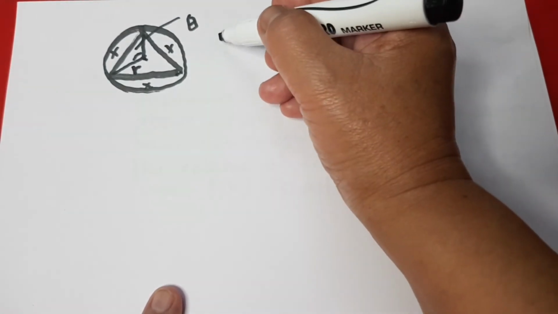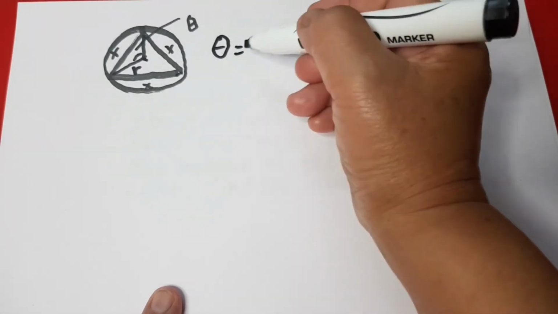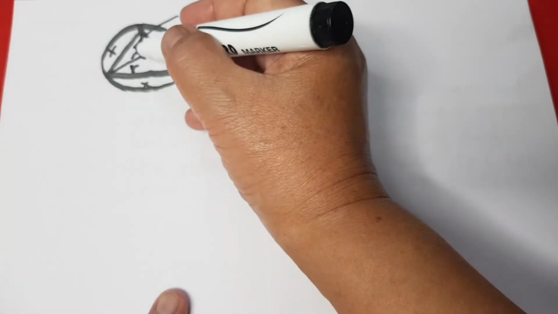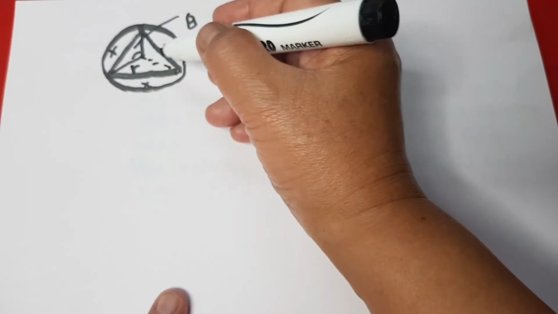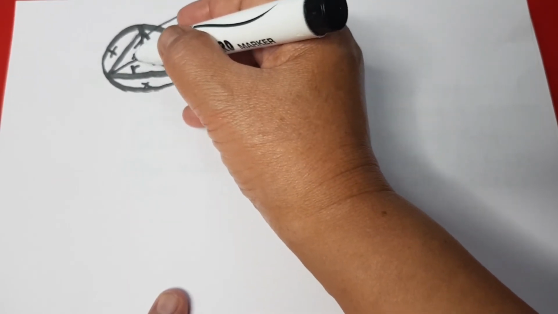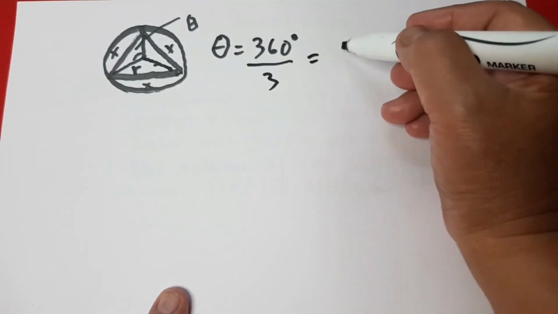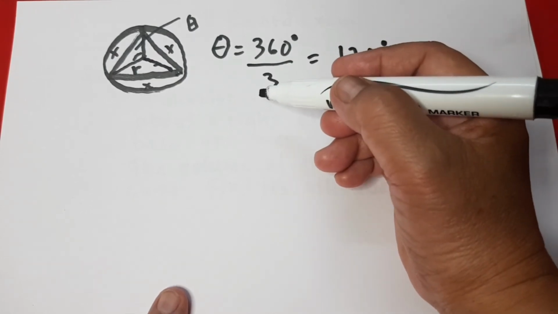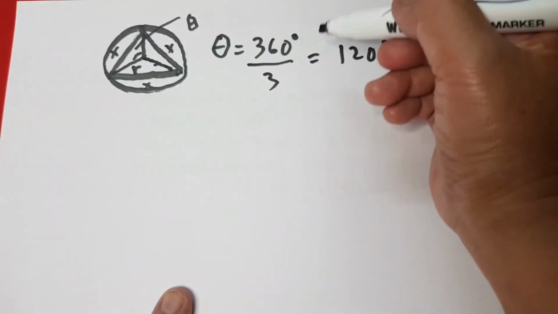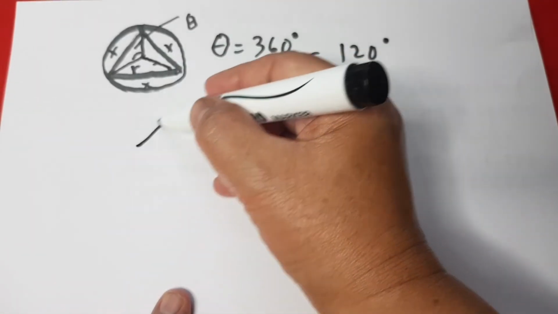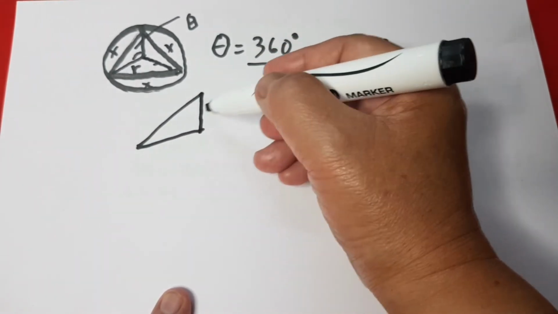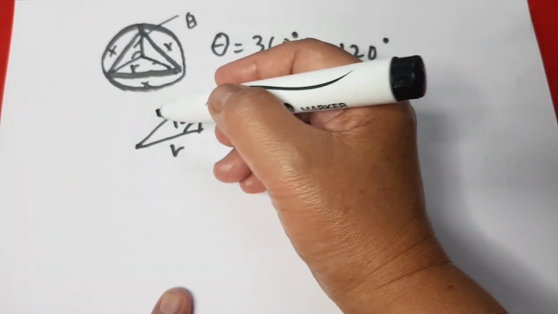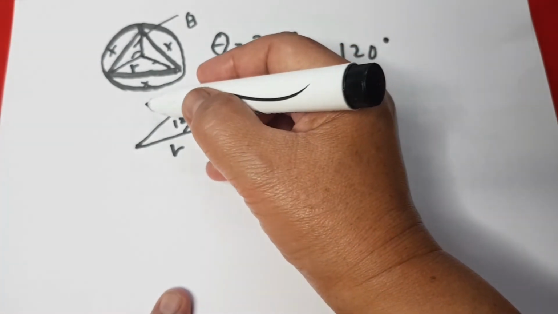Now, of course, to find theta: one revolution is equal to 360 degrees, divided by 3 because you see there are 3 parts, so it is equal to 120 degrees. Therefore, theta is 120 degrees. Now we can use this to find r. This is the r, and this is the 120. And this is the x.